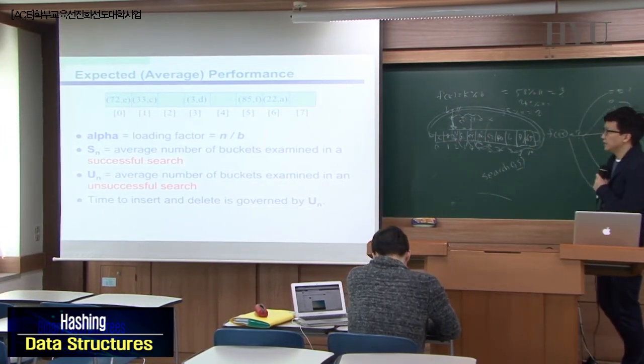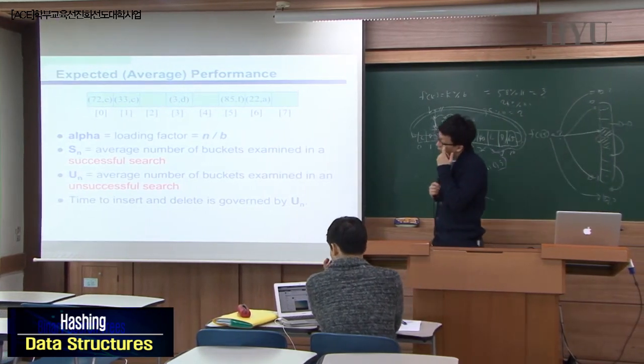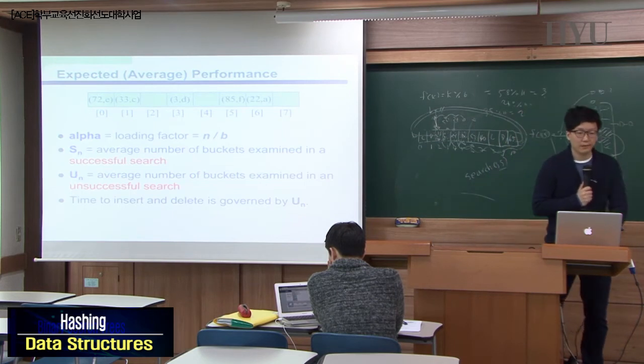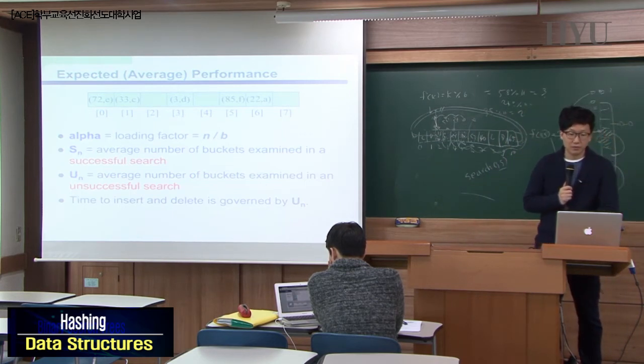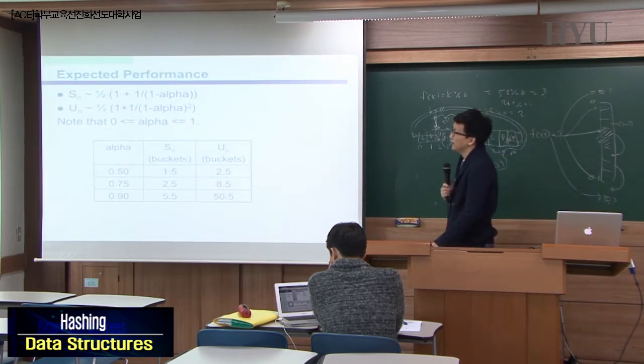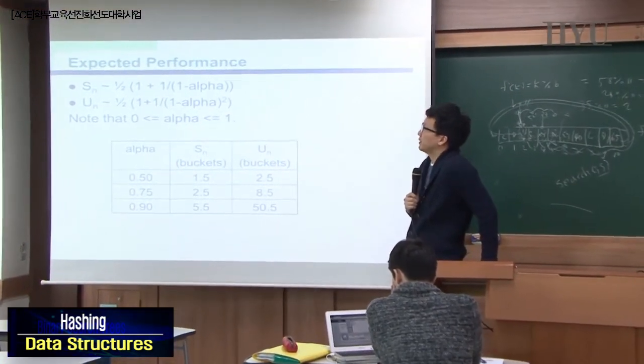Time to insert and delete is governed by UN. Why? Because there is no element that I'm looking for, so it's counted as an unsuccessful search. Being governed means it will be dominated by UN; it will all be covered by the UN value. So they give you these three variables and the formulas for calculating SN and UN using the alpha value. It's okay. These are expected performances.